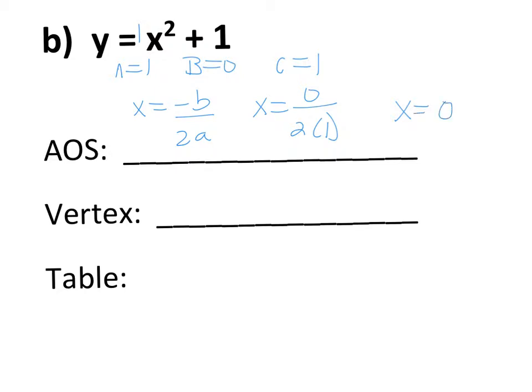I don't know what happened there. Okay, so now we're going to find the vertex. So we're going to take 0 and plug it in. So we've got y equals 0 squared plus 1. So y will just equal 1.